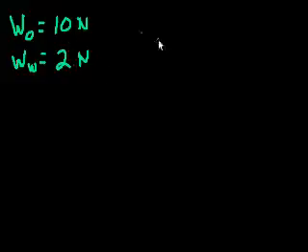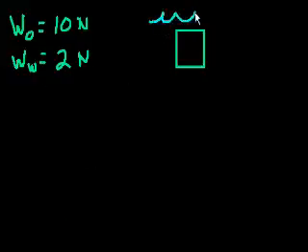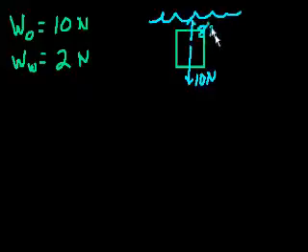So a way to think about it is once you put the object in the water, so let's say it could be a cube. It doesn't have to be a cube, it could be anything. And it's in the water. So let me draw the water. This is the water up here. We know that there's a downward weight that is 10 newtons. But once it's in the water, the net weight is 2 newtons. So there must be some force acting upwards on the object of 8 newtons, right?